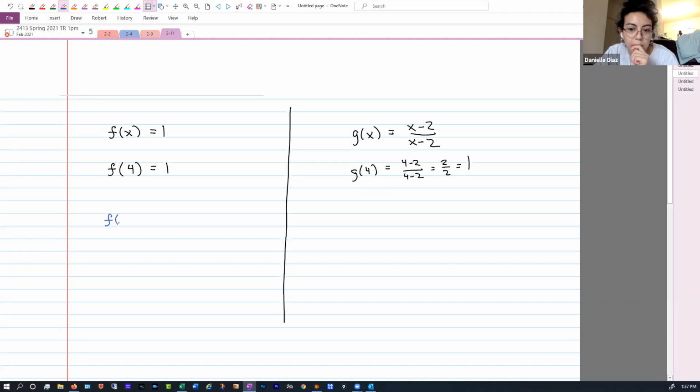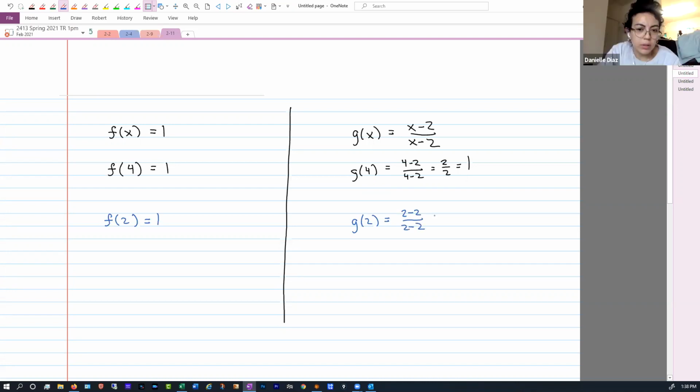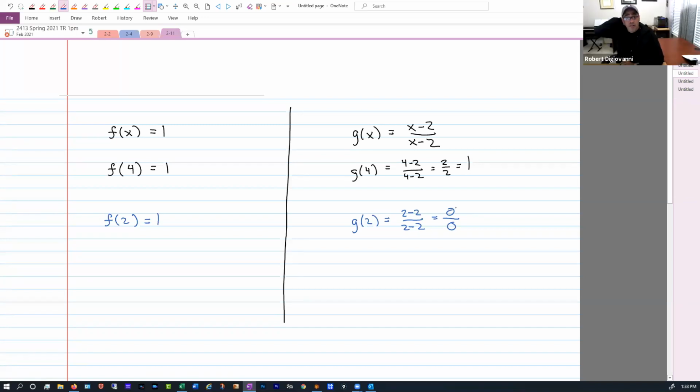Look, f of 2 is still 1 because f always just spits 1 out. But what if you try and plug 2 into g? You get 2 minus 2 over 2 minus 2, which is 0 over 0. And that's undefined, right?